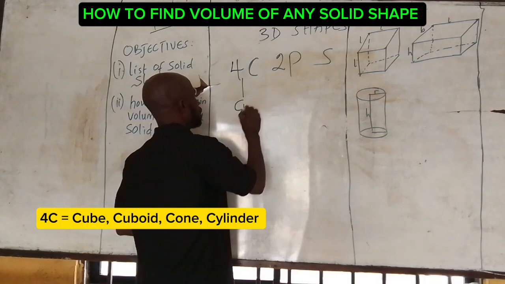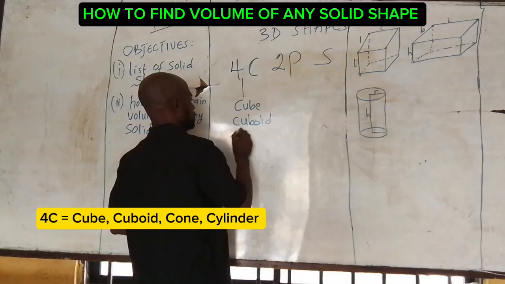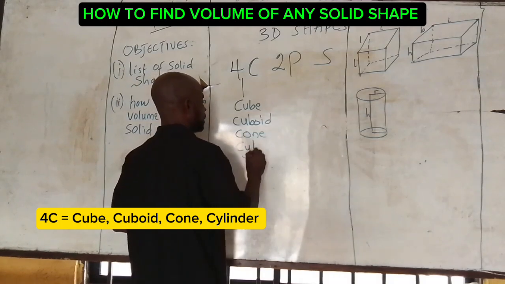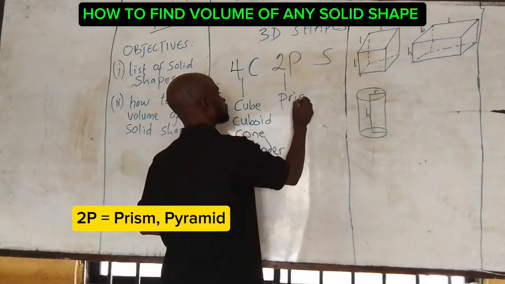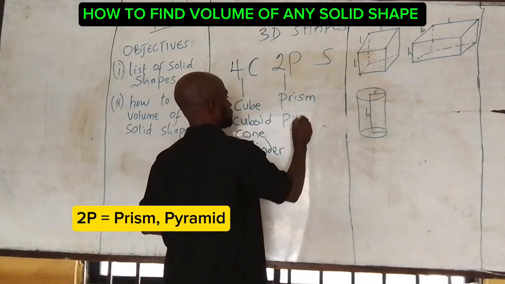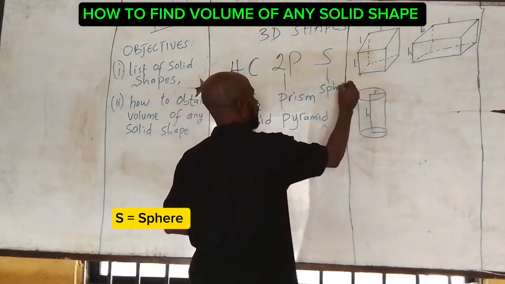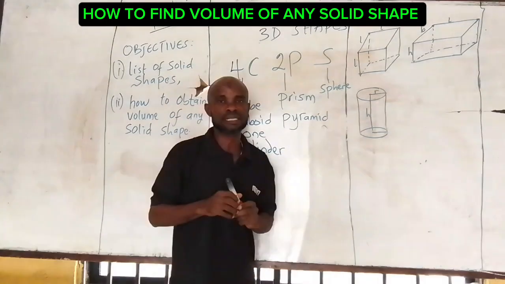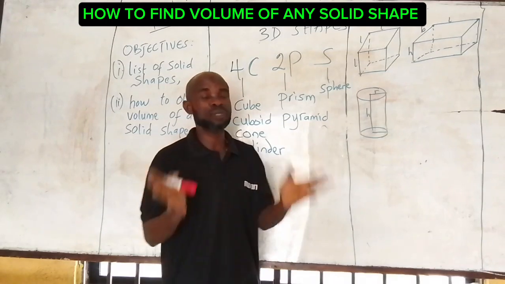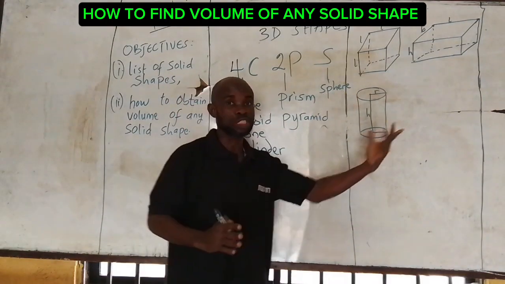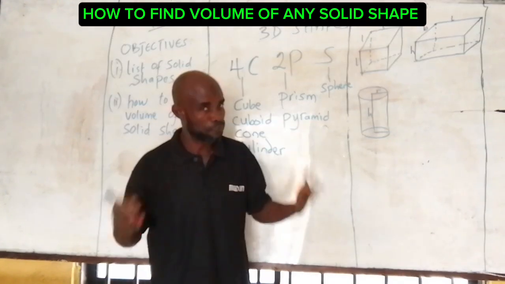I'm talking about the cube, the cuboid, cone, then cylinder. These are the members. Then the 2P, the prism and the pyramid, while the 1S there is your sphere. So we have popular several members of the solid shapes. Any other ones might be frustum or composite shapes. When you put two or more solid shapes together, you have a composite shape. If you truncate any of the solid shapes, you have a frustum.